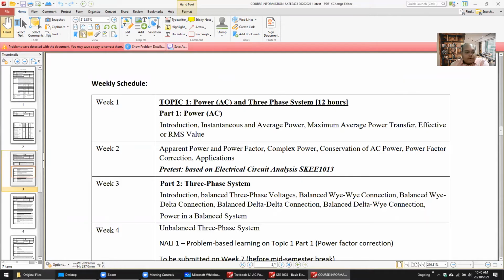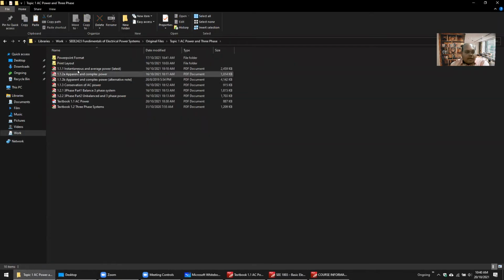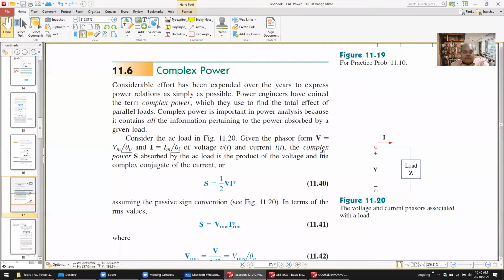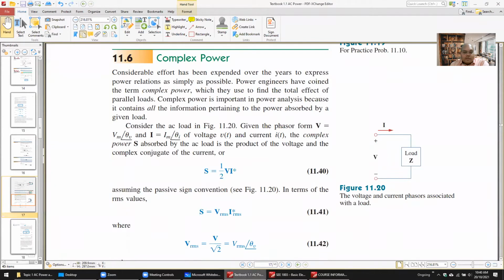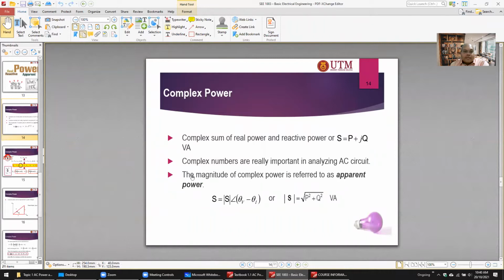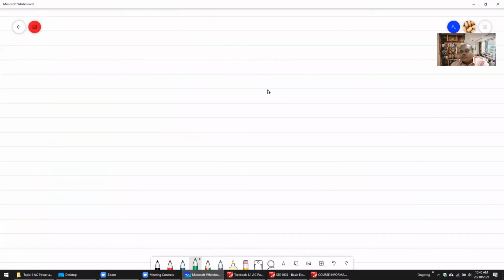For this case, you can check back the note here, 1.1.2a, or textbook 1.1. You can use the textbook or you can use the note. So what is actually complex power? It is a power that can show much more detail on the circuit, the power characteristic of the circuit.